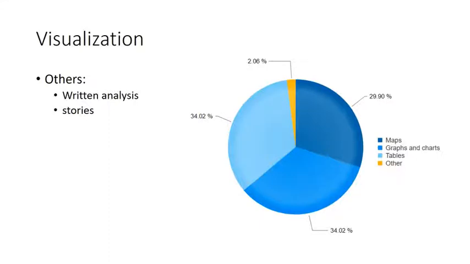As you remember, I was presenting you about the visualization and how important it is in the platform. So I wanted to know what type of visualization they usually need. I asked if it's maps, graphs, charts, or tables. And you see, most of them use more or less all these types of visualization: maps, graphs, and tables. That is the most focused. A very small percentage of people say that they need to present written analysis and stories to the end user.